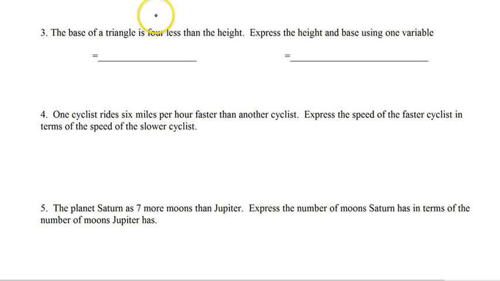So, starting the first one, it says the base of a triangle is 4 feet less than the height. Express the height and the base using one variable. So we're going to call one of these the height, and the other one is going to be the base. Now you have to decide which of these will get the variable and which of these will get the expression. So I want you to try it. Hit pause and try it. Once you finish number 3, unpause it and the answer will appear.